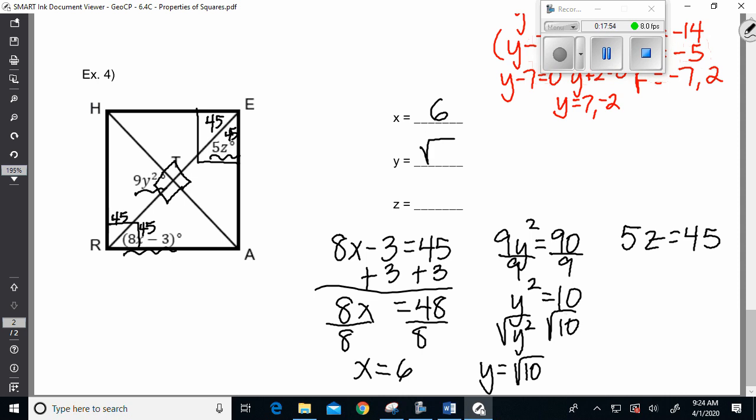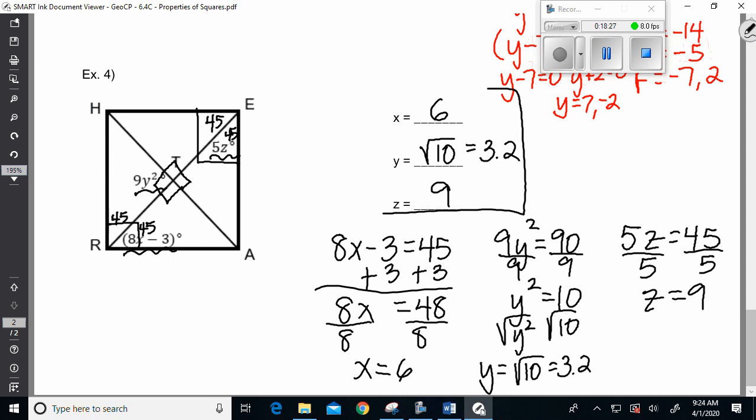So you can leave it as the square root of 10 since it won't break down. Or in this case, you can give it as a decimal, 3.2. If you gave it 3.16, that's fine, since some of you are used to giving 2 decimal places. And for z, divide both sides by 5. Z equals 9. And just like that, problem's over.